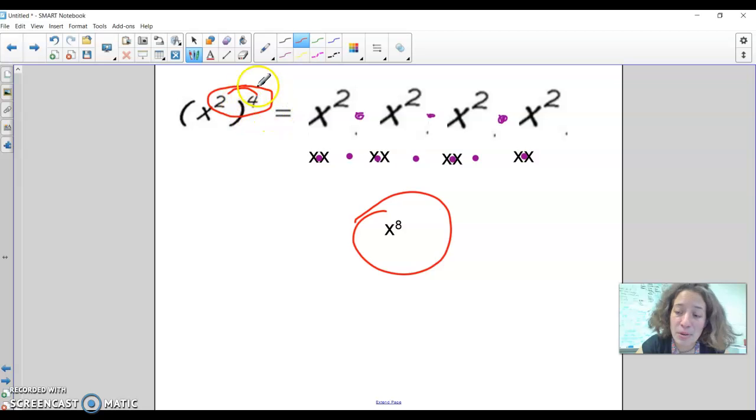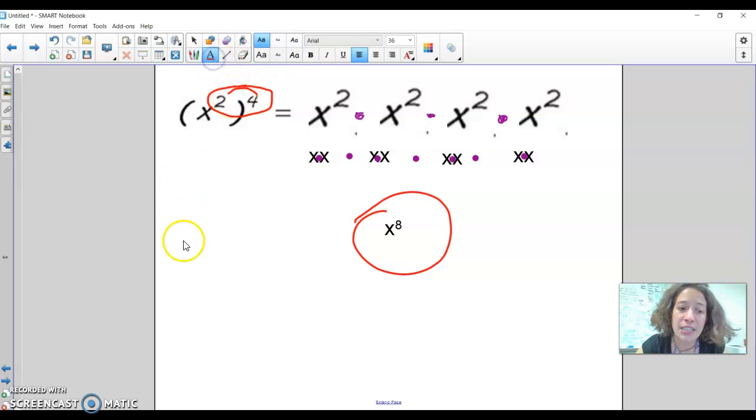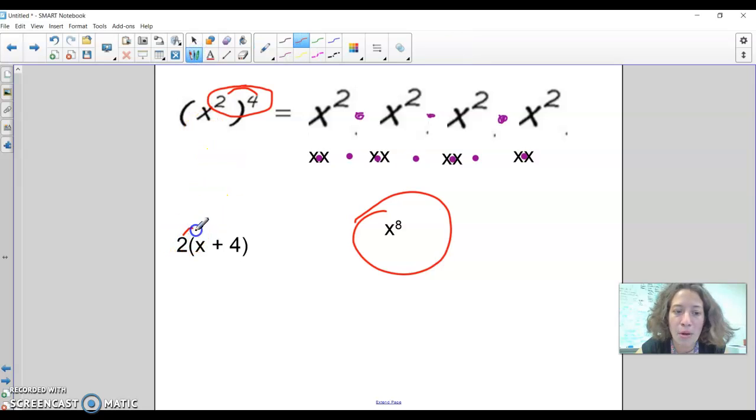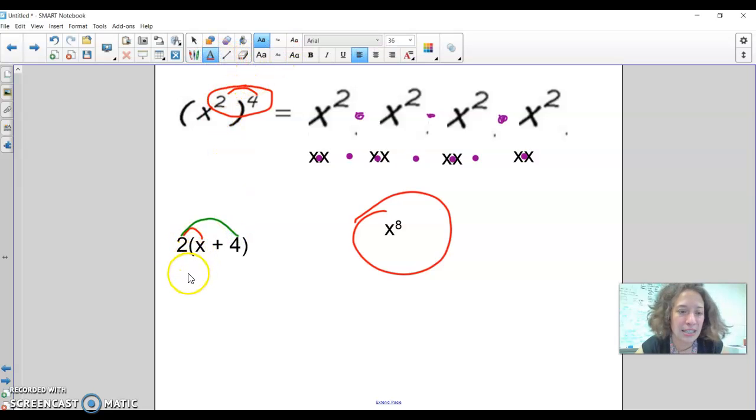So this exponent outside the parentheses, he wants to multiply with other exponents, okay? Now this should remind you of something we did in 7th grade. Some of you will look at this and you'll be like, oh my God, I know what that is. Remember, when you have a number outside of the parentheses, we always want to distribute. We always want to multiply that number with everything on the inside, right? And so this would turn out to be 2 times x, which would be 2x. And then 2 times 4 gives me 8.